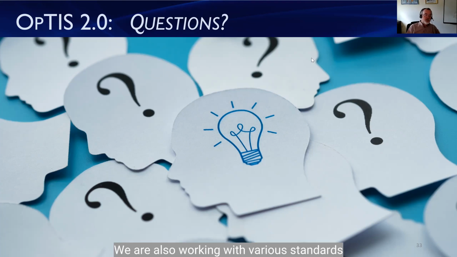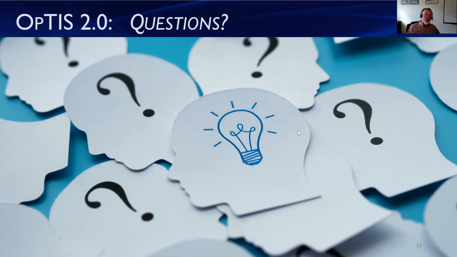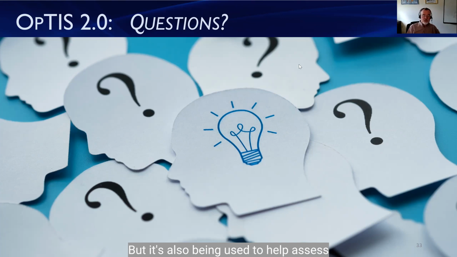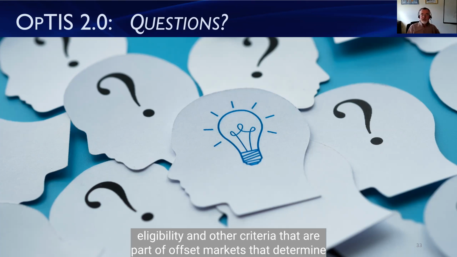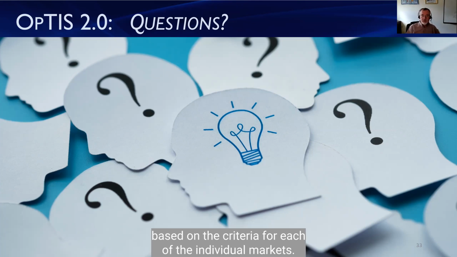We are also working with various standards and offset markets to demonstrate the use of OpTIS to support the markets. I know there was a question about using OpTIS to help the verification process, but it's also being used to help assess eligibility and other criteria that are part of offset markets that determine things like additionality and eligibility based on the criteria for each of the individual markets.